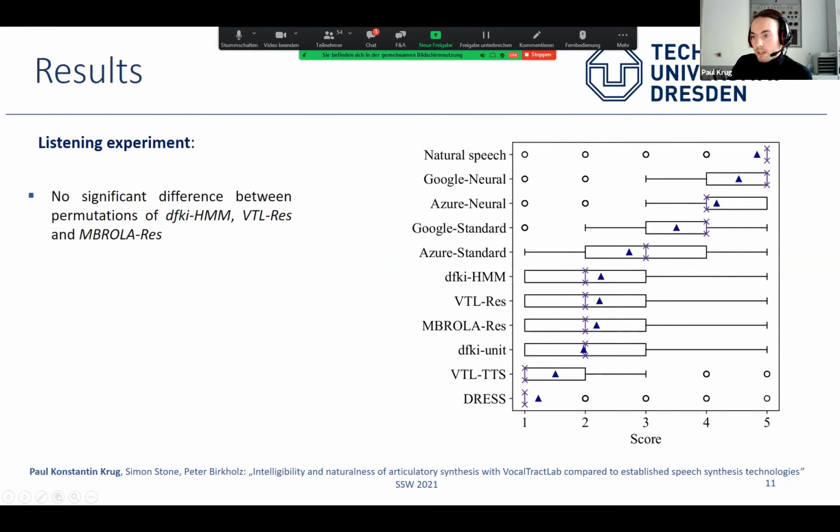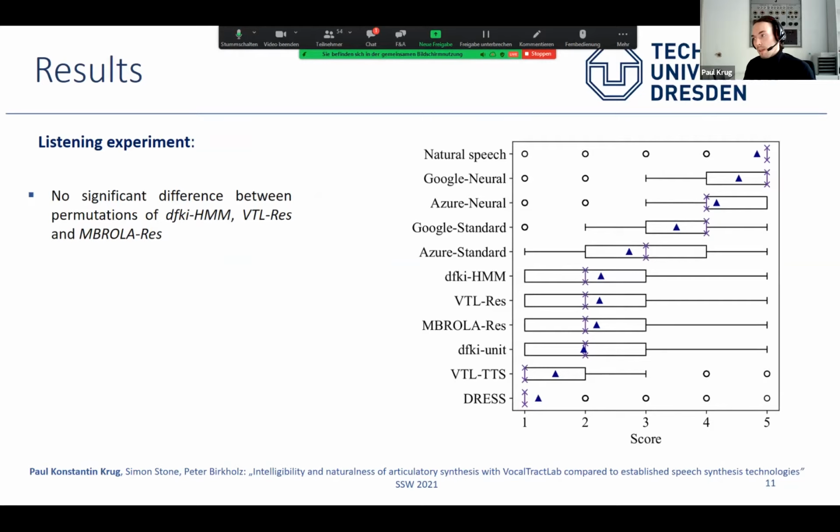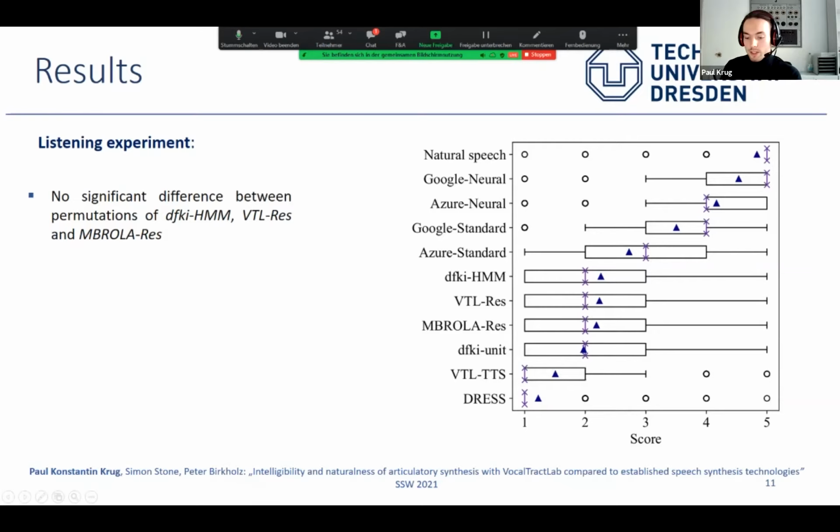From the listening experiment, we see that natural speech is of course considered the most natural. Then we have the neural synthesis, then the commercial standard synthesis, which are a mix of unit selection and HMM synthesis. Then we basically see a plateau where we have the HMM-based academic synthesis, the Vocal Tract Lab resynthesis and the MBROLA resynthesis, which are not significantly different from each other with regard to the score. However, all other combinations would be significantly different here.